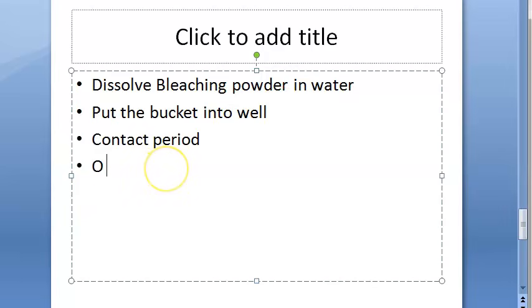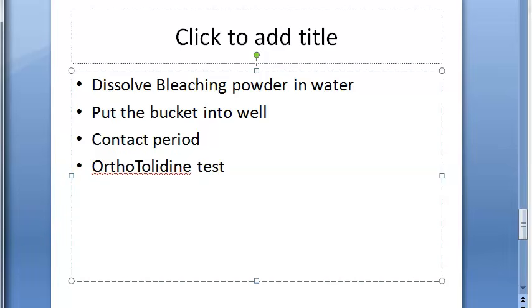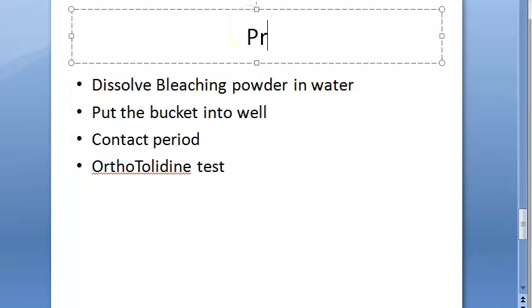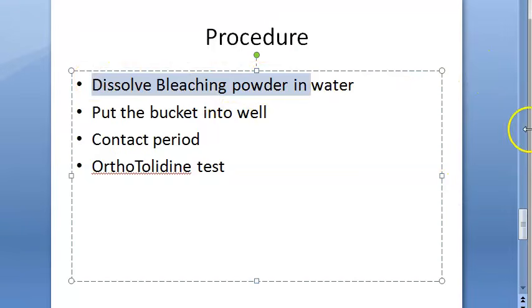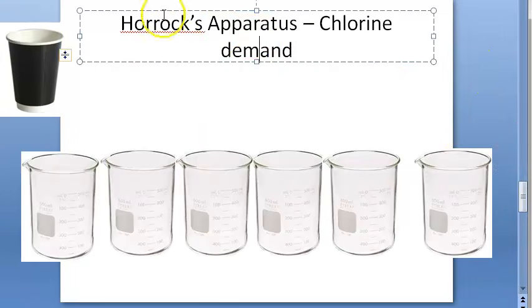At the end of all this, they will do an orthotoluidine arsenite test to check for free residual chlorine, because we told you that free residual chlorine of 0.5 milligram per liter is good. Basically this is the procedure, guys. We are before this step, where we have to calculate the amount of bleaching powder. So we need the Horrocks apparatus for that.